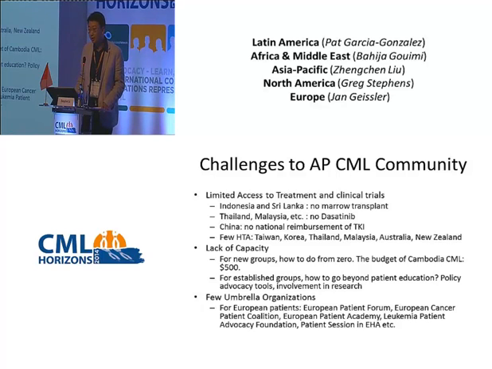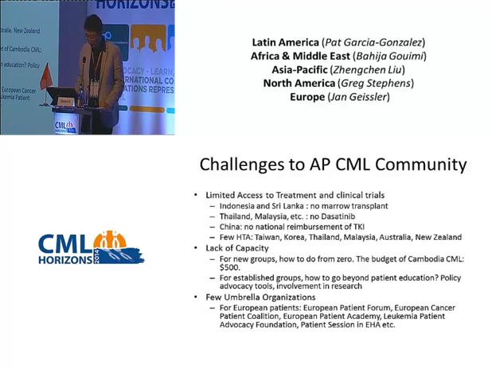In China, so far, although imatinib has been approved by the Chinese FDA, there is no national reimbursement of TKI so far. And very few HTA, only Taiwan, Korea, Thailand, Malaysia, Australia, New Zealand have HTA.